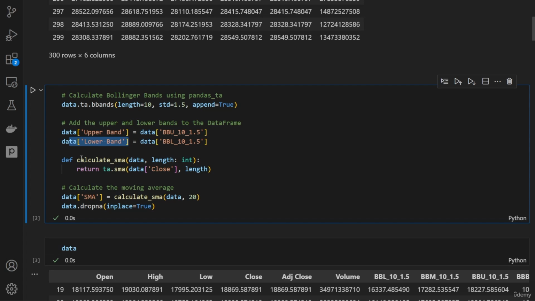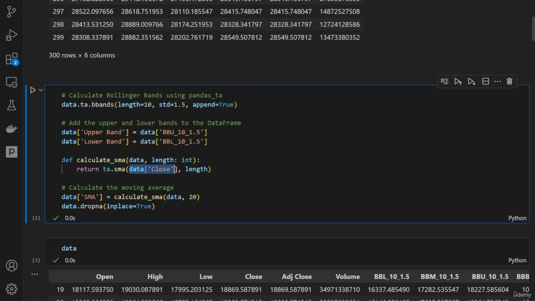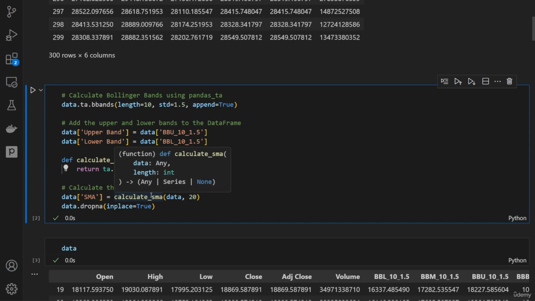Then I'm defining a new function called calculate SMA for simple moving average. It takes the data frame and then the length for the moving average computation. And I'm returning from technical analysis the SMA function, or the result of the SMA function, providing the closing prices for the function and the length as well. So now we can use calculate_SMA, data, and 20 to compute the 20 candles or 20 days length simple moving average.